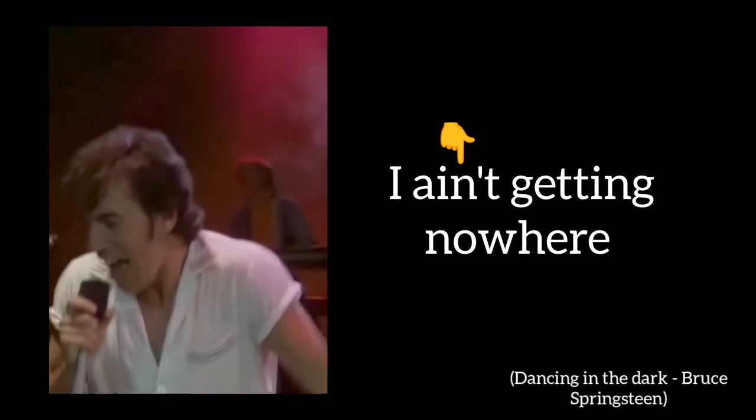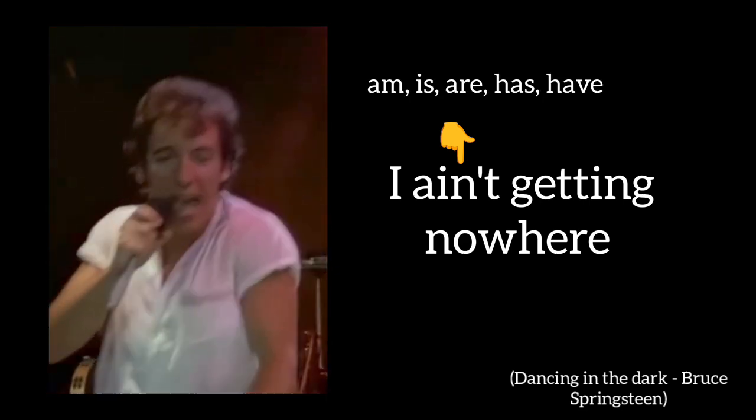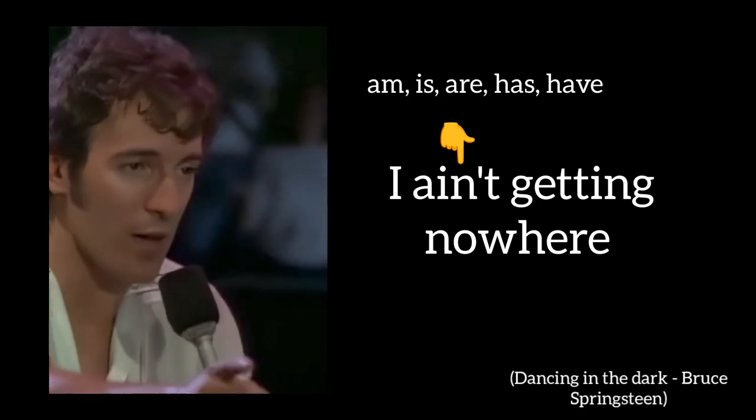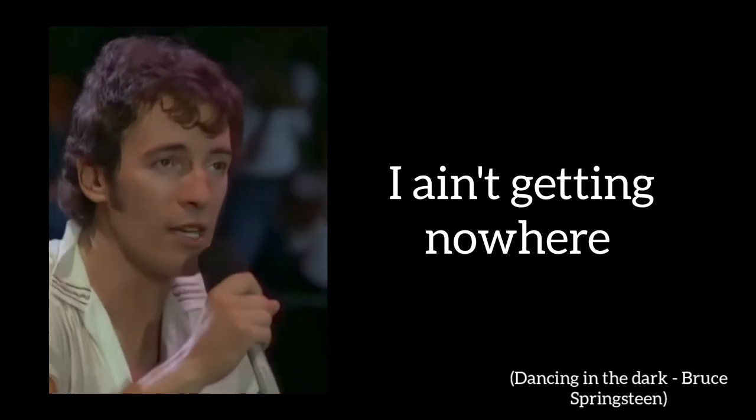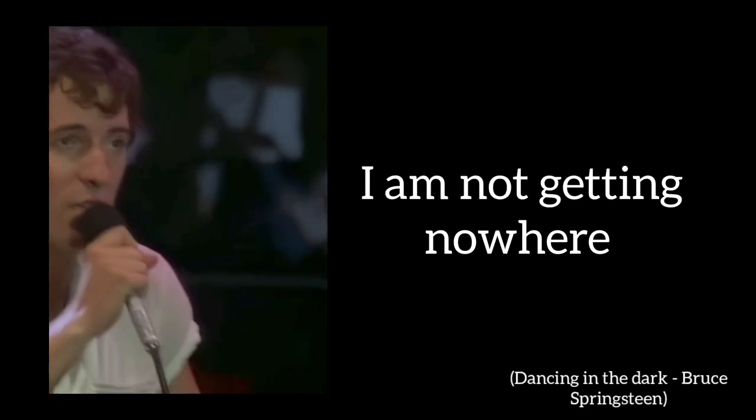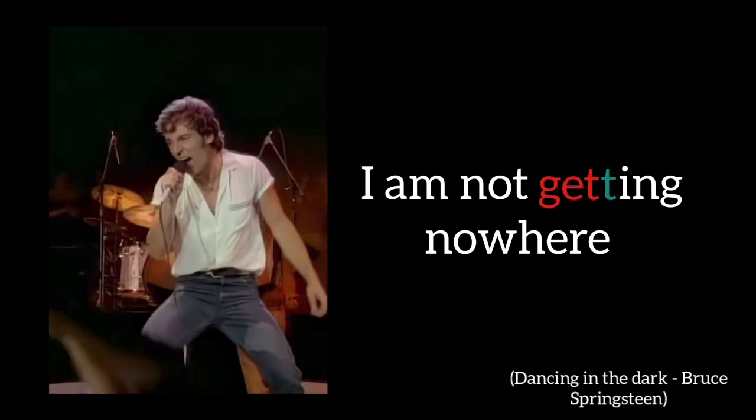Ain't is a negative contraction for am not, is not, are not, has not, and have not in informal English. In this sentence, it is the contraction of I'm not, and then we have our main verb in present participle form.